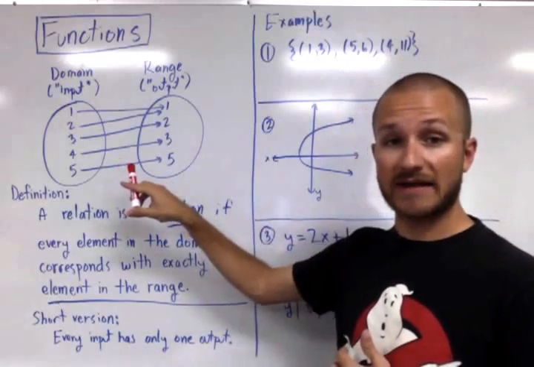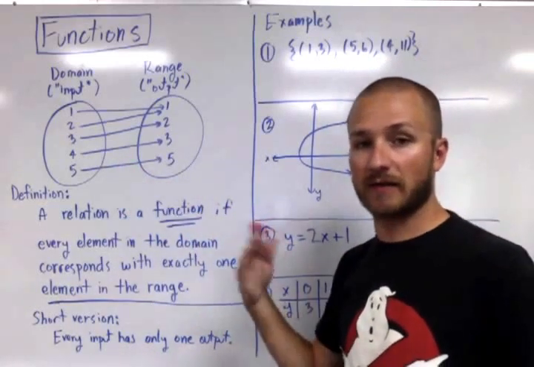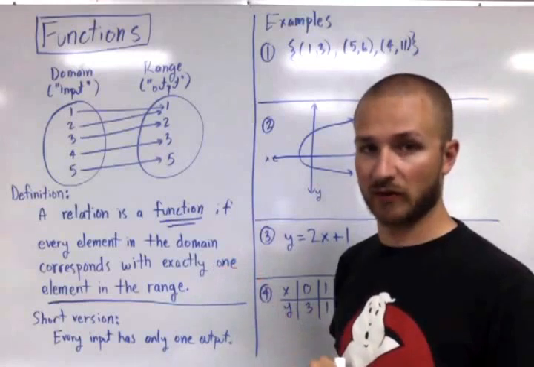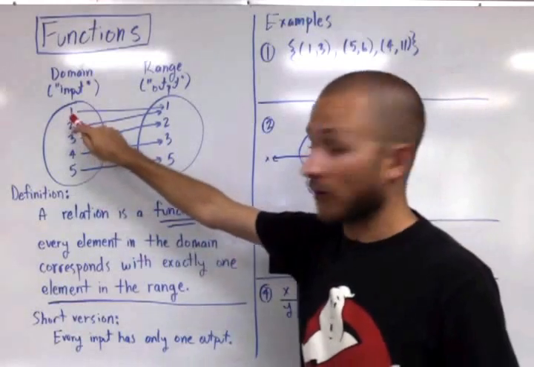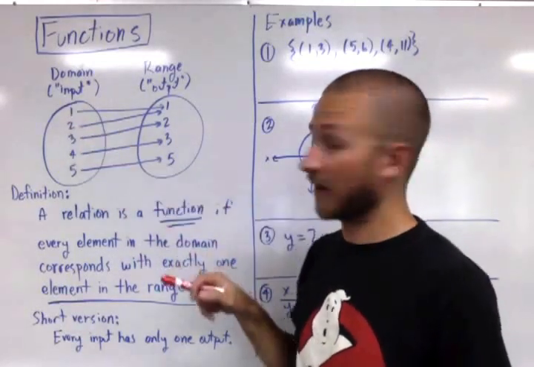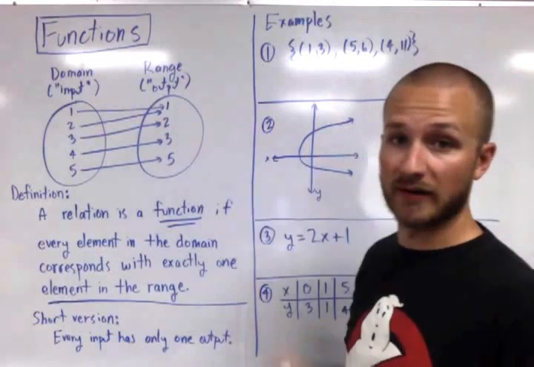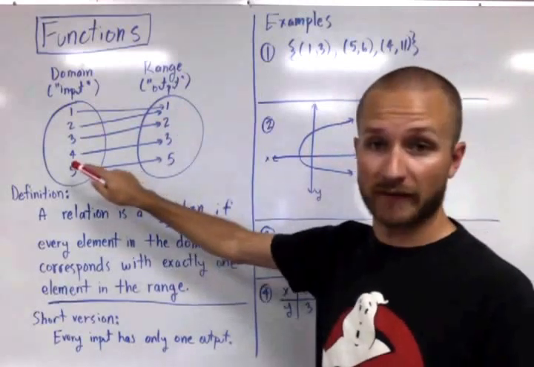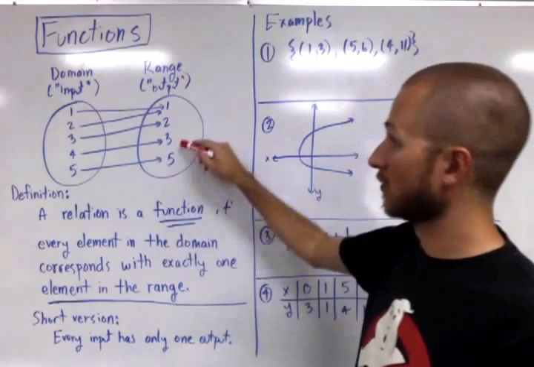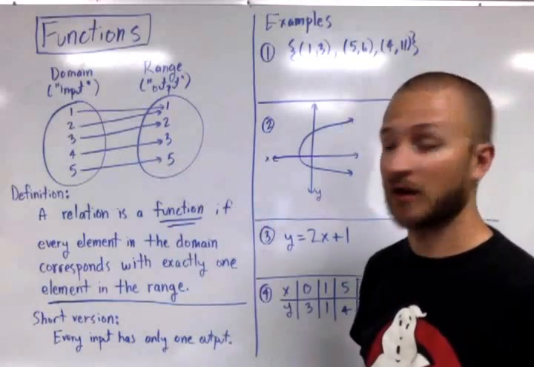So here I've drawn a diagram to give you a visual idea of what a function or relation is. Here we have all the inputs. We have 1 in the domain and it's connected to 1 in the range. We can look at 4 in the domain and it's connected to 3 in the range.